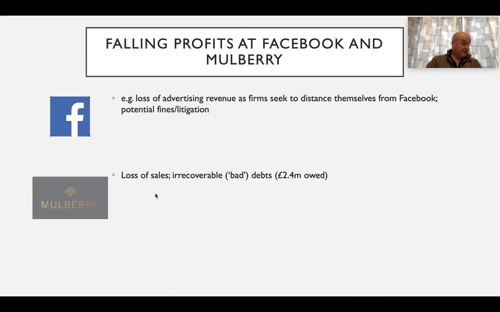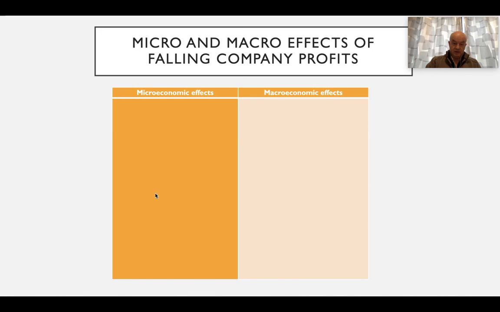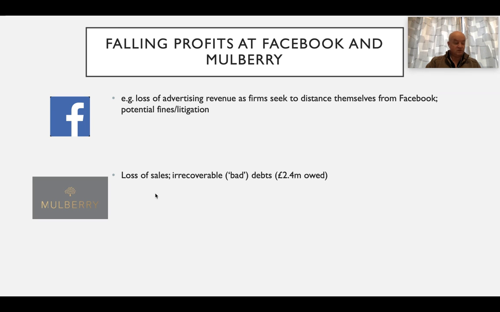However, if we take the case of Mulberry, there were a few issues around some of their sales, and the fact that in this case there was a loss of sales. Some were irrecoverable bad debts, in that they were owed nearly £2.5 million. Those clearly would be the reasons why, in that case, they had issues with falling profits.